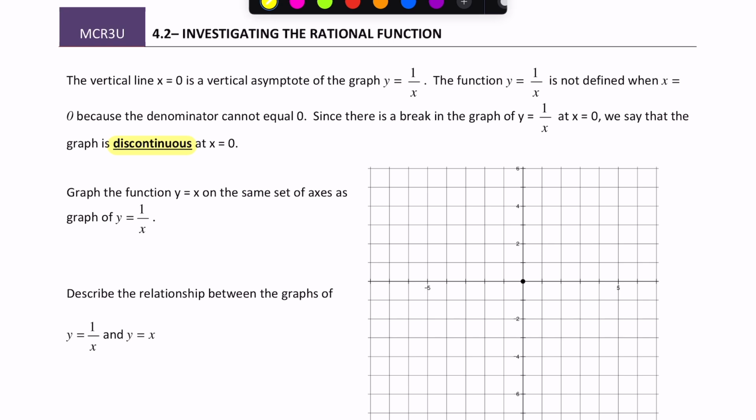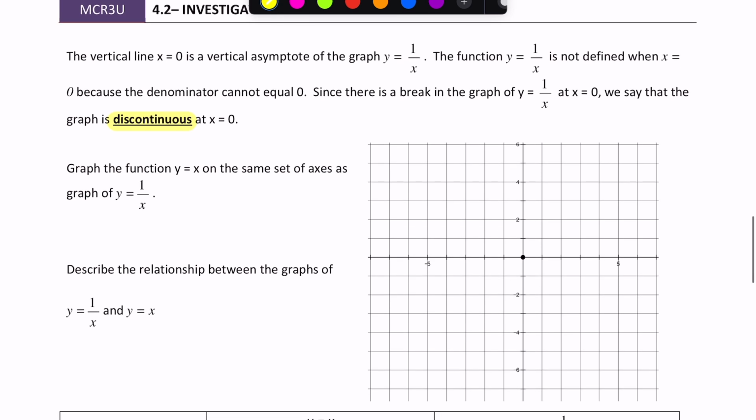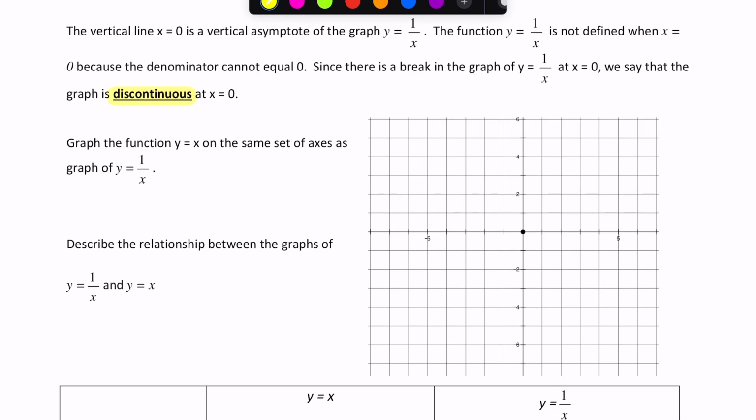So here we want to graph the function y is equal to x on the same set of axes as the graph y is equal to 1 over x. Describe the relationship between the graphs of y is equal to 1 over x and y is equal to x. So here we have a graph on the right. So let's graph our function of y is equal to 1 over x first.